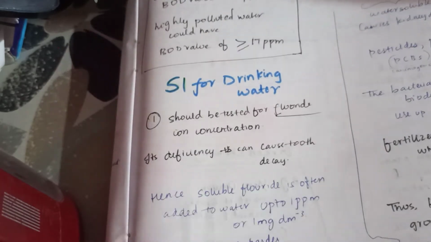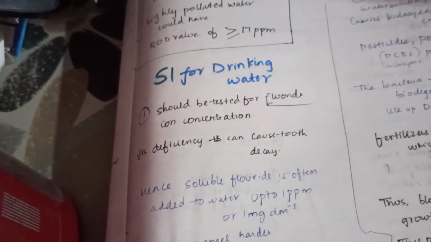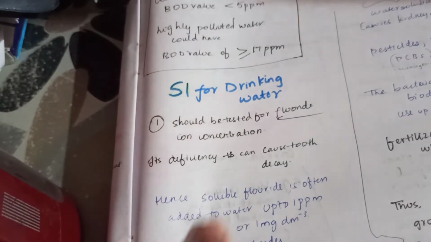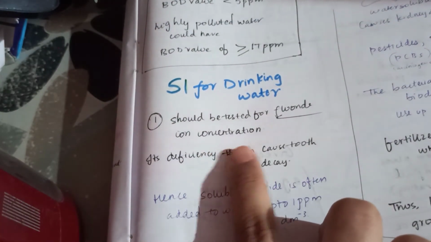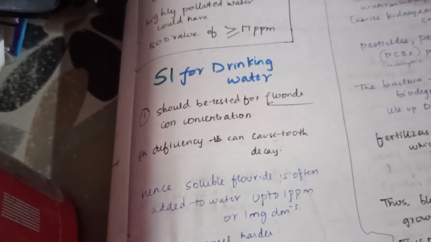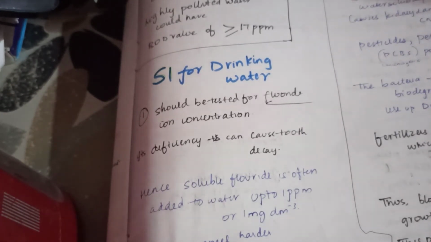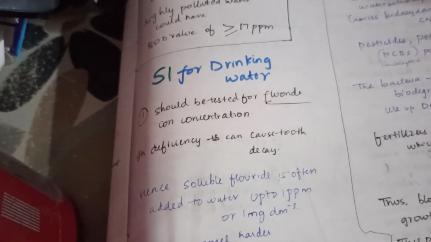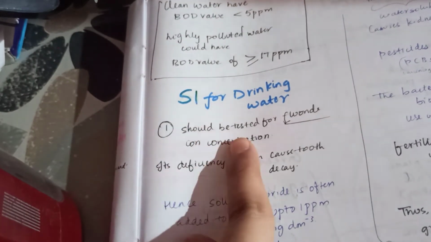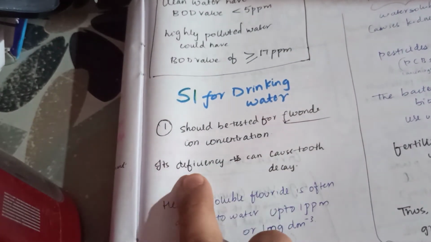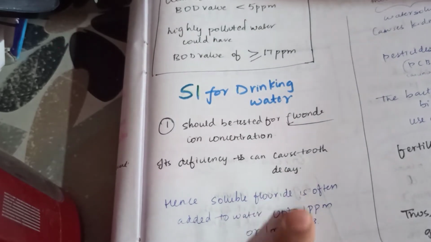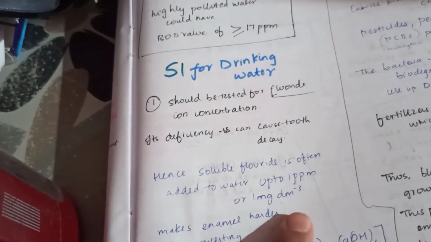Okay, now SI for drinking water. Drinking water should be tested for fluoride ion concentration. SI is like international standards for drinking water, like what kind of water can be consumed, which is safe. First, it should be tested for fluoride ion concentration. Its deficiency can cause tooth decay. Hence, soluble fluoride is often added to water up to 1 ppm.